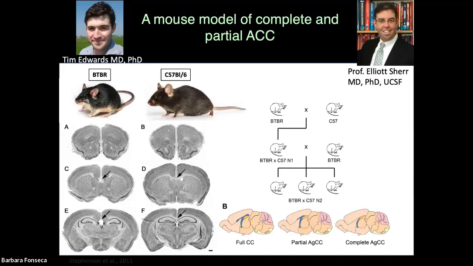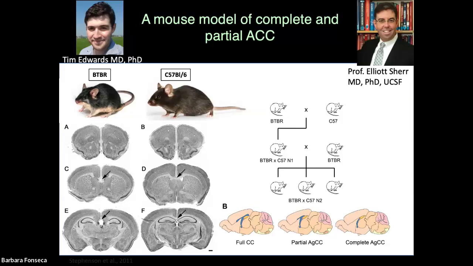So this is a mouse, this one here, which is called BTBR. It's an inbred strain, and Elliott's group actually mapped the gene that causes corpus callosum dysgenesis in this mouse. It's a gene called Draxin. And this mouse has complete agenesis of the corpus callosum. Now, very interestingly, in mice, they tend to either have complete or full corpus callosum.